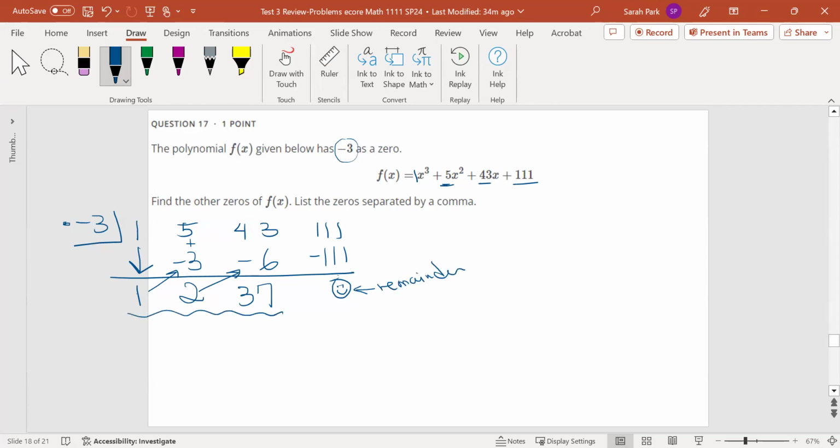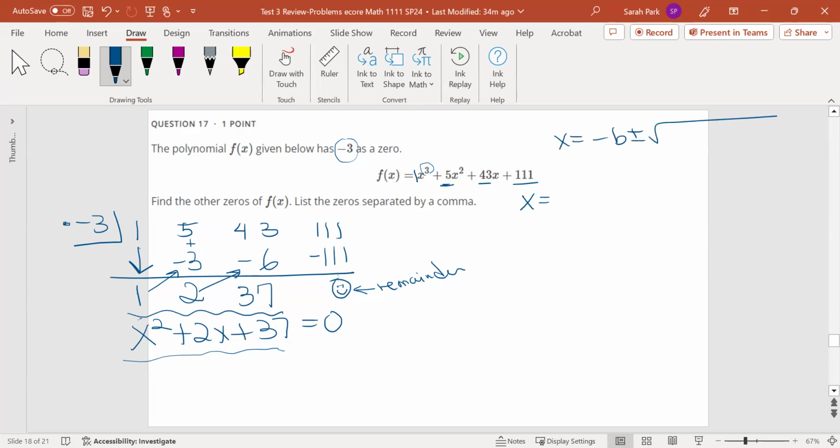So now we take these values and rewrite that as one exponent less than the original: x squared plus 2x plus 37 equals 0. Now, I would have to try factoring or use the quadratic formula or completing the square. I'm going to use the quadratic formula to solve for the other zeros. And remember, the quadratic formula is, I'll write it here, -b plus or minus the square root of b squared minus 4ac all over 2a.